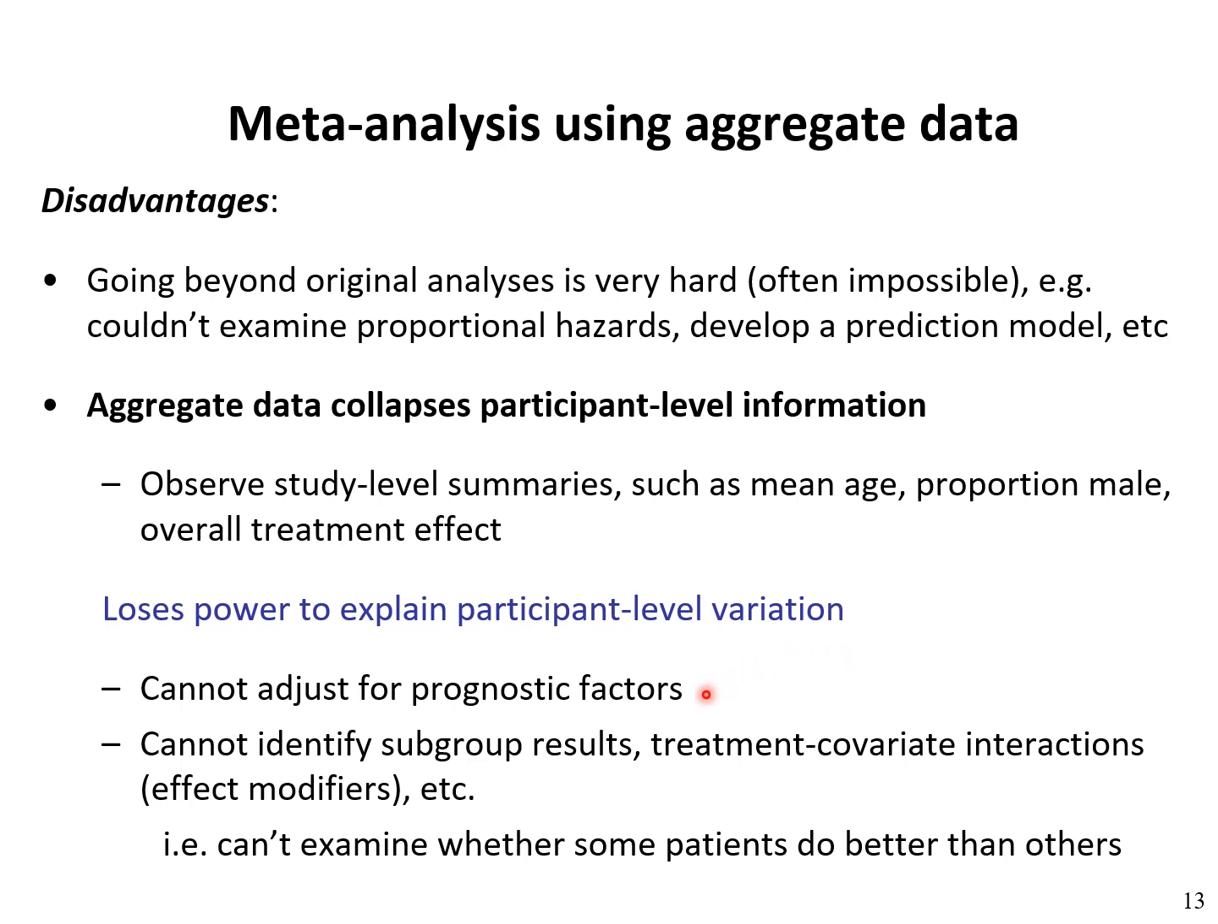So you couldn't, for example, include or examine prognostic factors. You couldn't identify subgroup results and examine potential effect modifiers or interactions. You can't look at whether some patients are doing better than others because you haven't got information at the patient level anymore, only at the average overall study level.